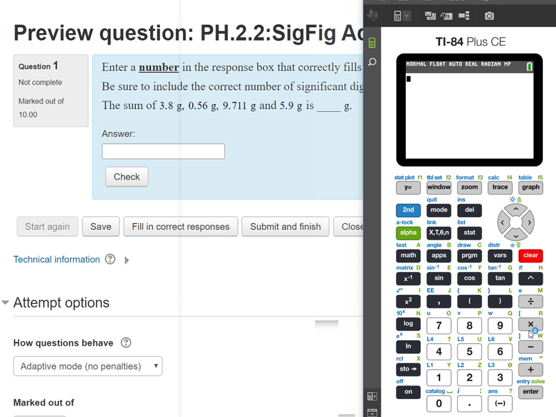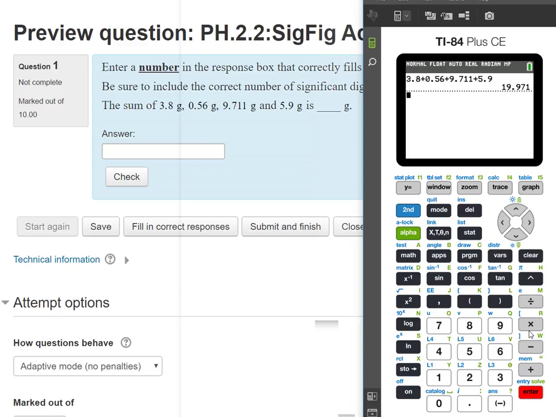Okay, so if I do 3.8 plus 0.56 plus 9.711 plus 5.9, I get the answer 19.971. Is that the correct answer? No. Okay, it's not. I mean, it is and it isn't, right? It is what those numbers add up to, but what's the issue here? When we're adding up measurements, what do we do?